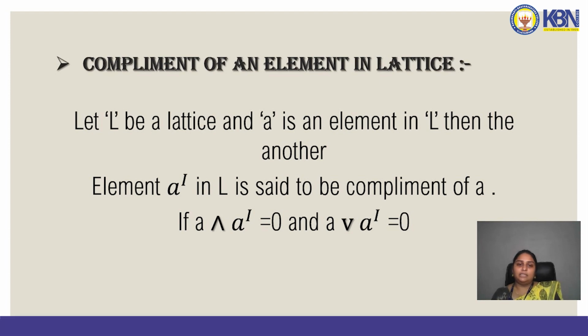Here is a mistake, that is A meet A dash is equal to 0 and A join A dash must be equal to 1. If it satisfies these two properties, then we say that A and A dash are the complements of each other.